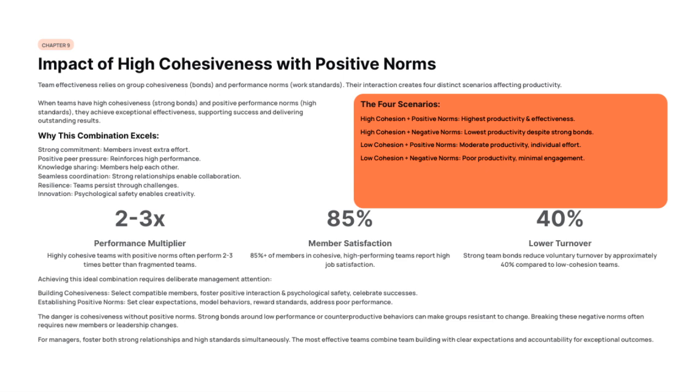In summary, team effectiveness really hinges on the interaction between bonds and work standards. When managed thoughtfully, this interaction can produce 4 distinct scenarios, each impacting productivity differently. But the best scenario is clear. High cohesiveness with positive norms drives teams to perform at their best.